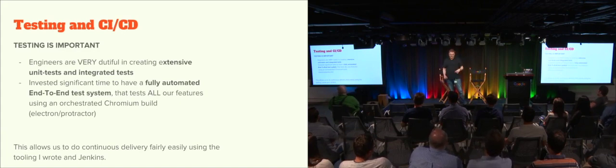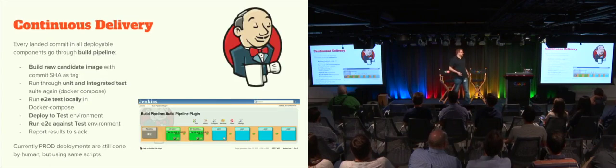Because we've invested a lot of time in writing unit tests, integration tests, and even end-to-end tests where we orchestrate a Chromium build to use our application as if a real user was using it, we can use this as part of our continuous deployment pipeline to very faithfully and accurately deploy our code to our various environments. So all the tooling that I wrote can now be leveraged using Jenkins to automatically deploy. Our build pipeline does a couple of things when anyone lands a new commit.